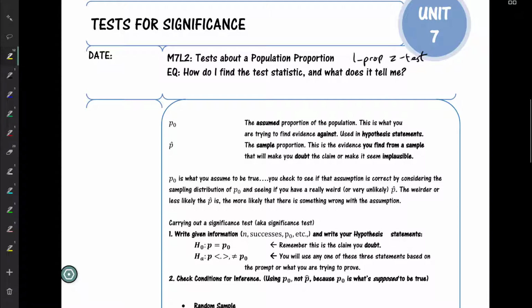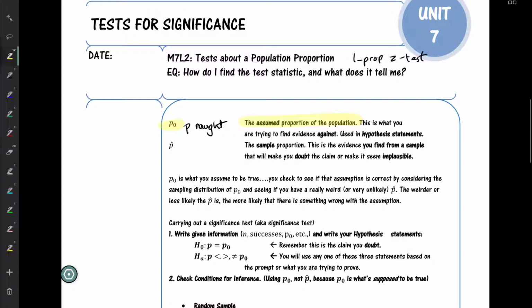The first one is P naught. If you remember from our last lecture, we had an H naught for a null hypothesis, and that's basically what this is referencing. It's an assumed proportion of the population. This is what you're trying to find evidence against, and this is what you're going to use in your null hypothesis and in your alternate hypothesis as well.